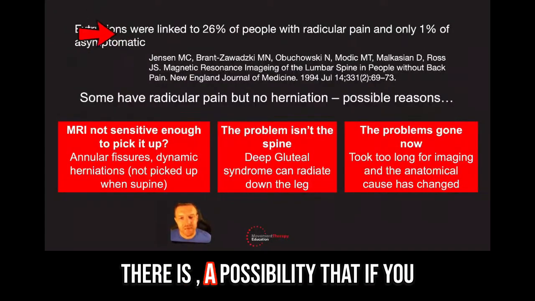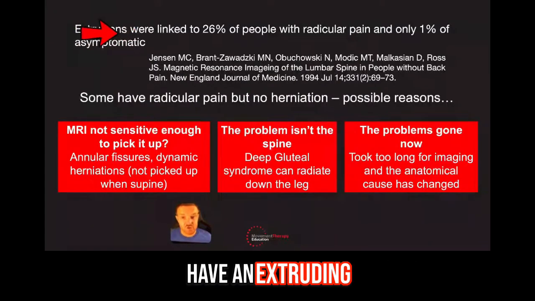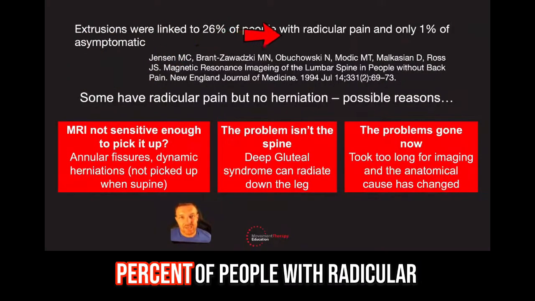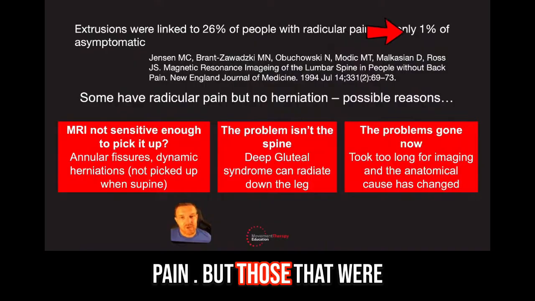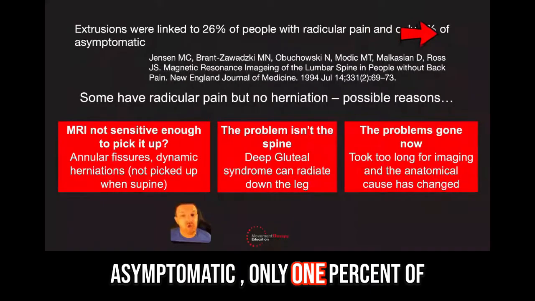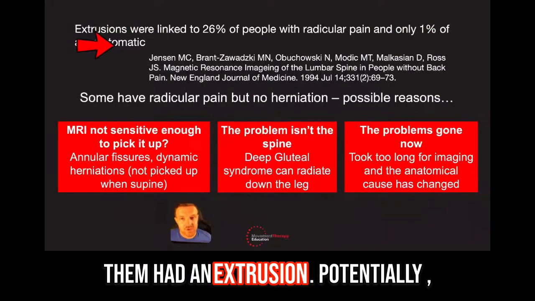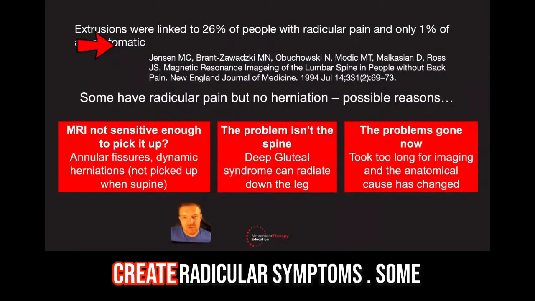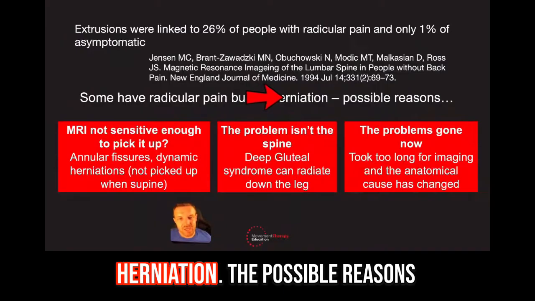So there is a possibility that if you have an extruding bulge, we saw that earlier today, that is linked to 26% of people with radicular pain, but of those that were asymptomatic, only 1% of them had an extrusion. Potentially a disc herniation could create radicular symptoms. Some have radicular pain but no herniation.